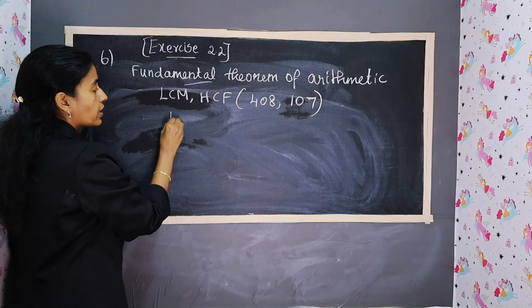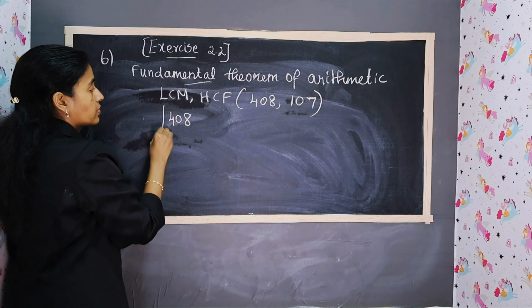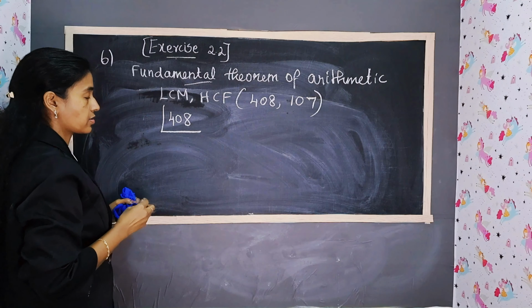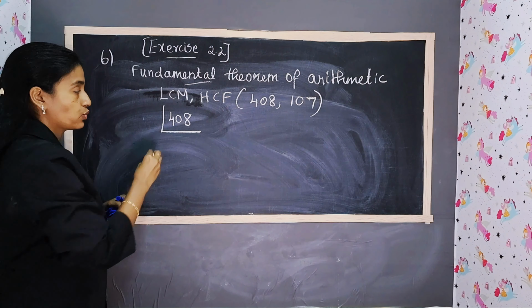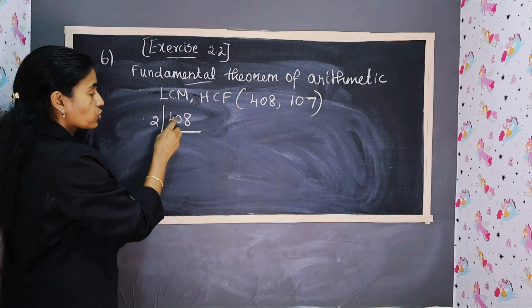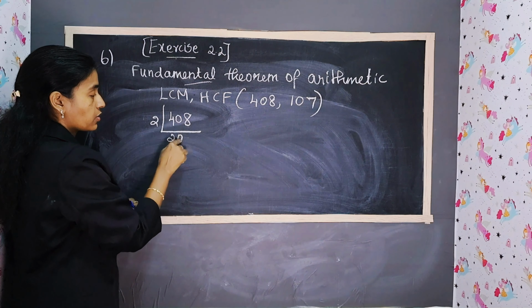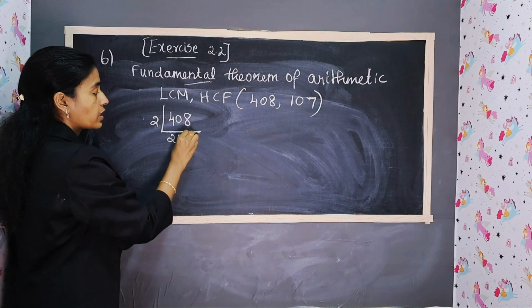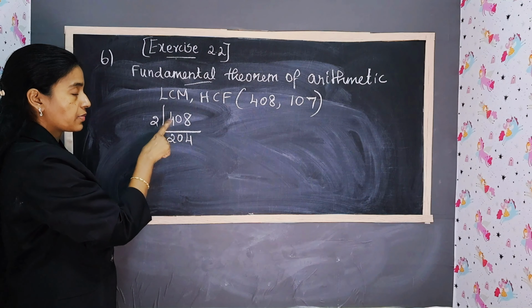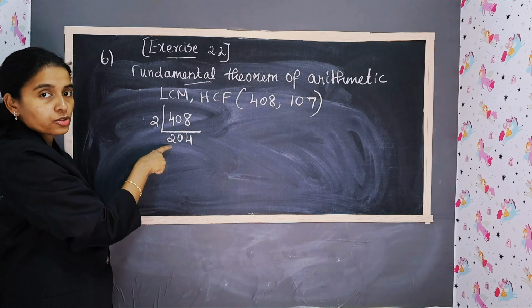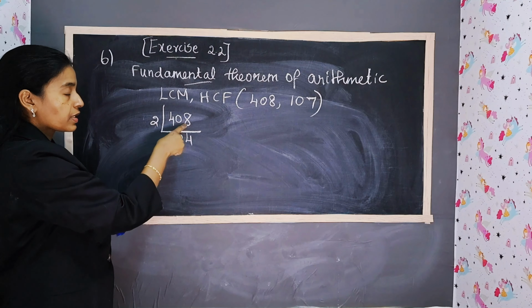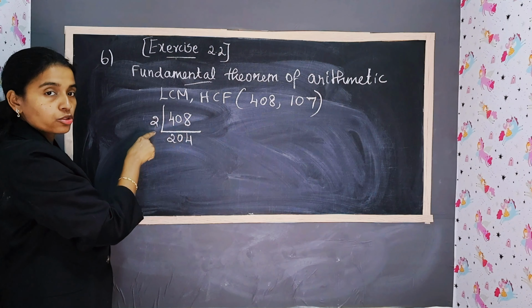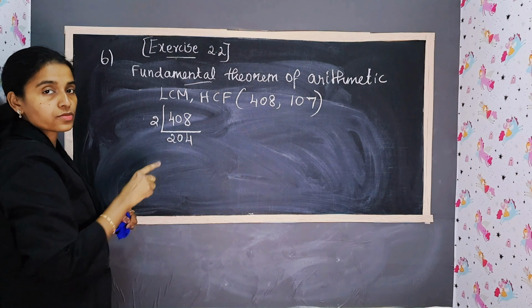So for 408, what would be the prime factors? Now I am taking 2. 2 2s are 4, 0. Then 4 2s are 8, right? If I am dividing 4 by 2, I will be getting the quotient as 2 and 0, 0. And if I am dividing 8 by 2, I will be getting the quotient as 4, right?